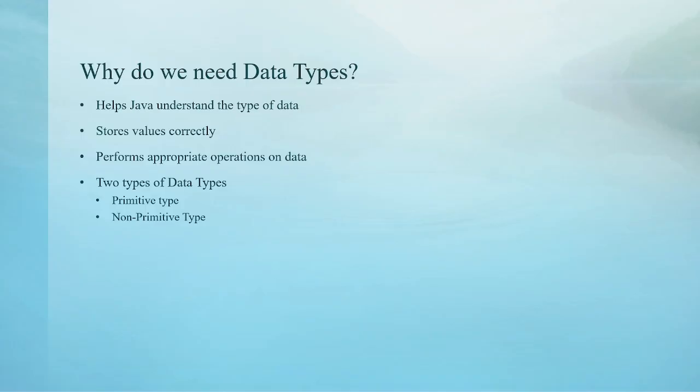So now the question is, why do we need data types? Java needs to know what kind of data we are storing so it can be processed correctly. For example, if we store a whole number, Java treats it as a number. If I store a text, then Java treats it as a text. That is why choosing the correct data type is important. Here I have added a few points: it helps Java to understand the type of the data, it stores the values correctly, and it performs the appropriate operations on the data. And we have two types of data types, one is a primitive type and the second one is a non-primitive type.